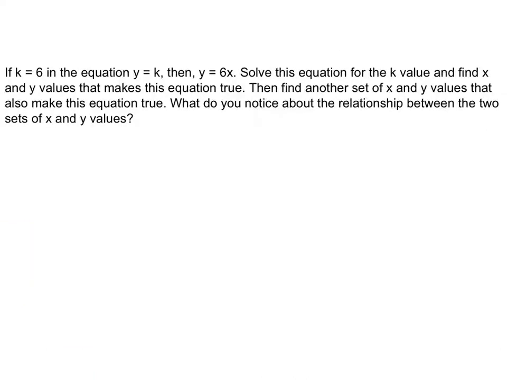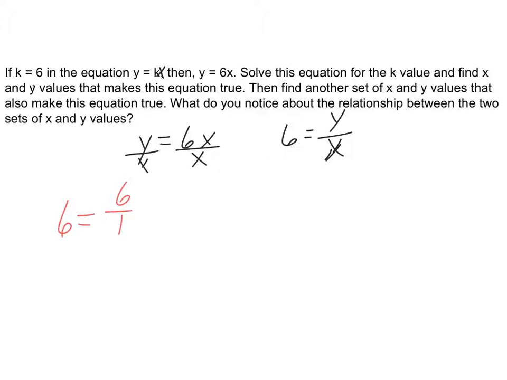So now we're going to bring back that y is equal to kx equation, and we're going to say that k is 6. We're going to solve this equation for the k variable, so I want to get 6 by itself. I divide both sides by x like I did before, so I've got 6 is equal to y divided by x. Now we're going to find an x and y value that makes this equation true. What value divided by what other value would give me 6? The easiest one to find would be 6 divided by 1, because 6 divided by 1 is 6. To get another one, I could do 12 divided by 2.